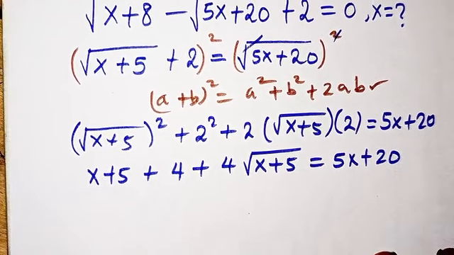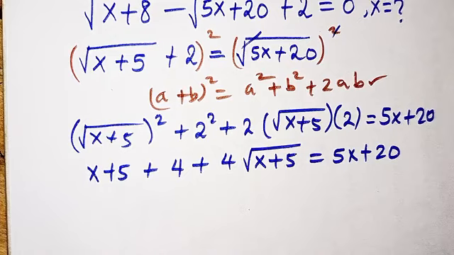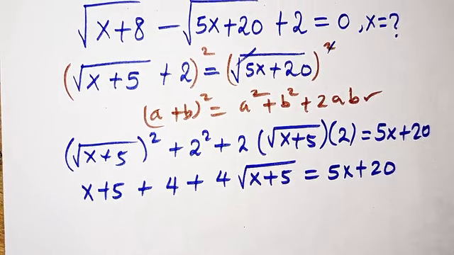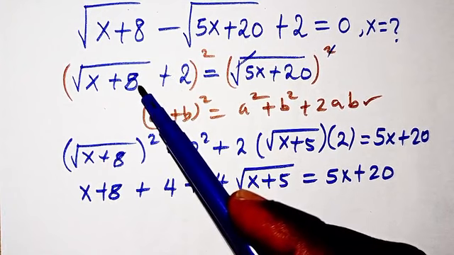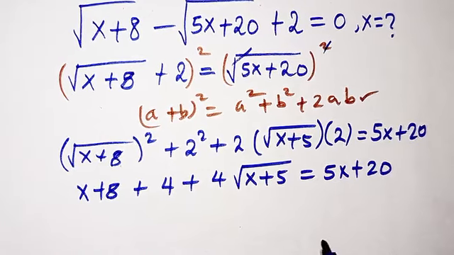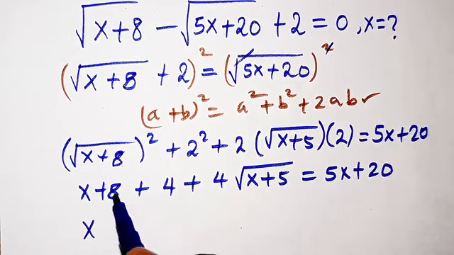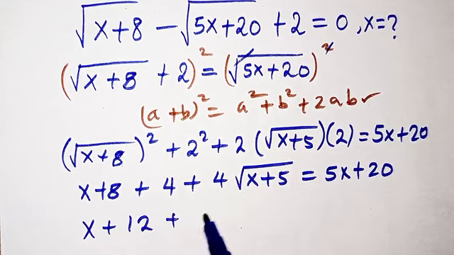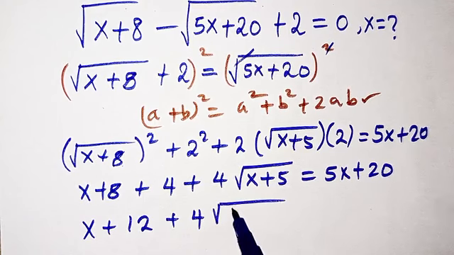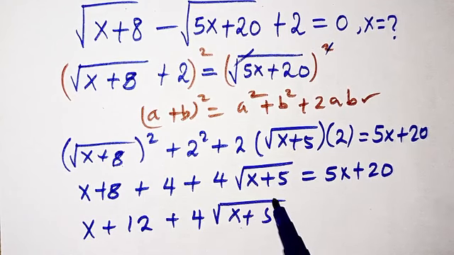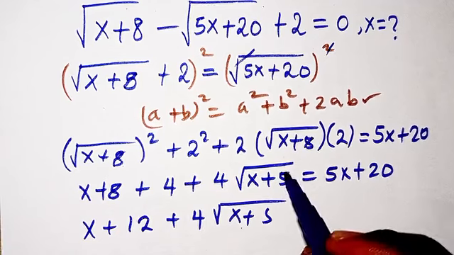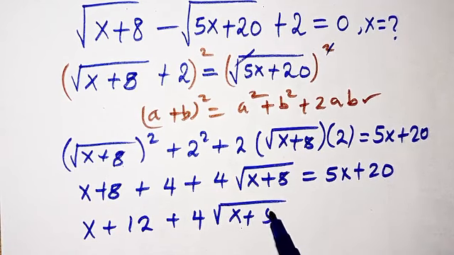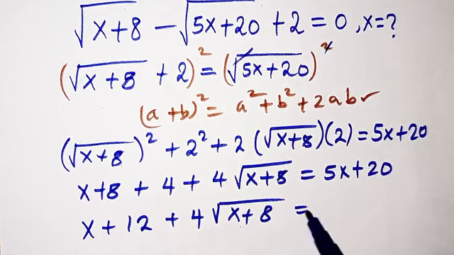Are you following? So now from there, what's the next thing you think we're going to do? Sorry, I was actually making a mistake. We have 8 here, we have 8 here. So from here you have 8 plus 4, that will give me 12, then plus 4 square root of x plus 8, equals 5x plus 20.